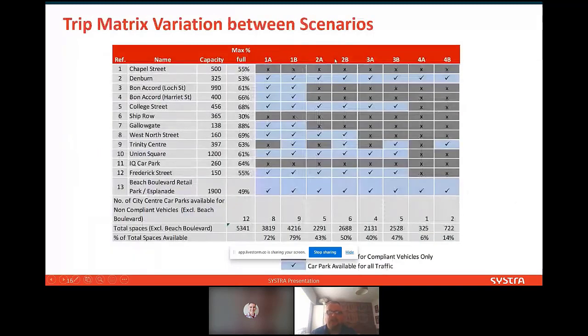Just to reiterate that, along the top were different low emission zone options, and these are our key city centre car parks. You can see under different zones there were different car parks inside the boundary and outside the boundary. So there's a bit of matrix work required for each individual option, if you like.